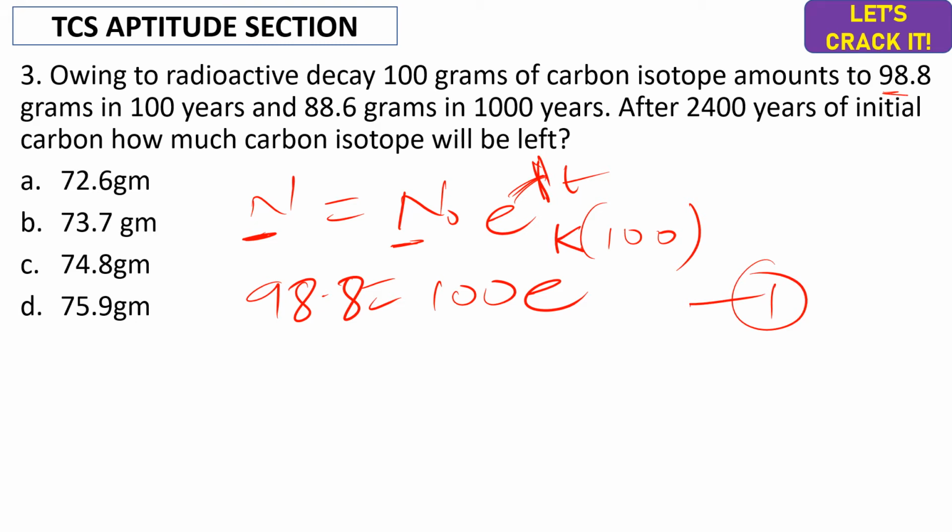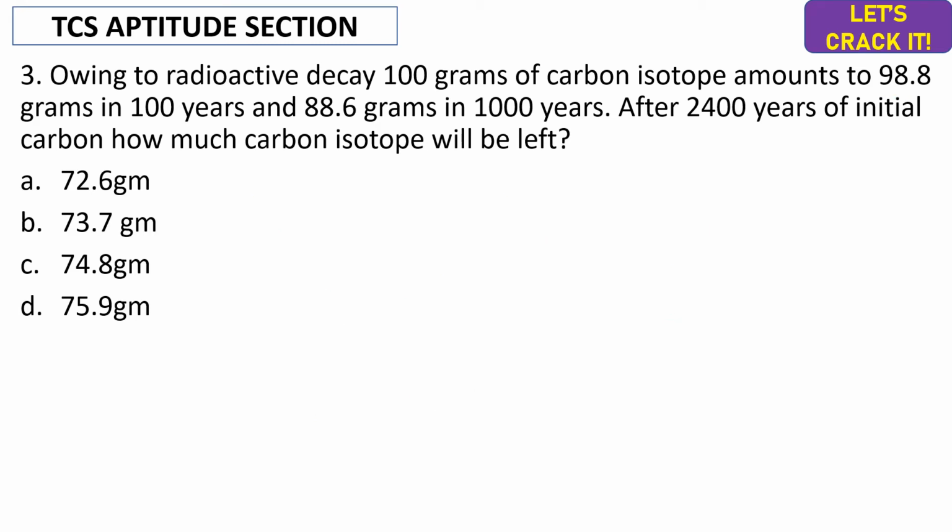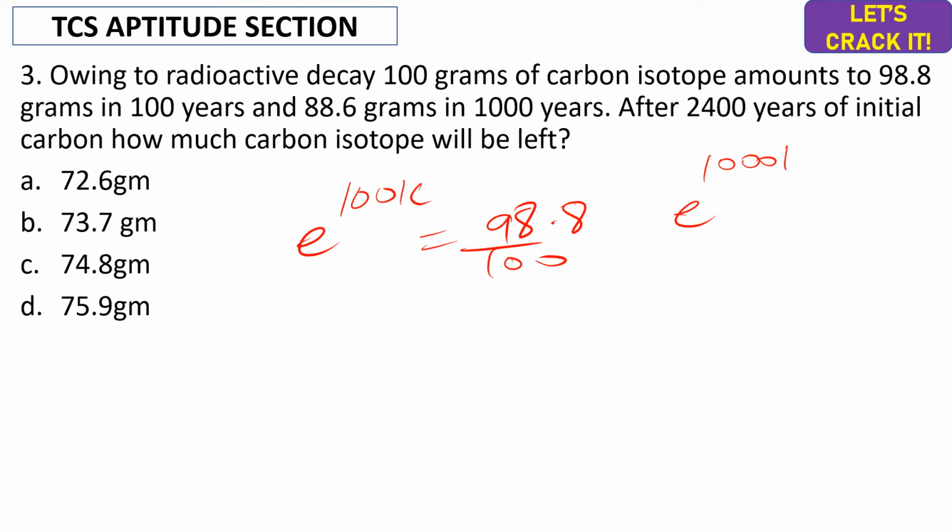The second equation: it becomes 88.6. 88.6 is equal to initially 100 into e power k into t, where t is 1000. So these are the two equations. Using these equations, I need to find within 2400. Now I can make it simpler: e power 100k and e power 1000k. I have the values. e power 100k is equal to 98.8 by 100.